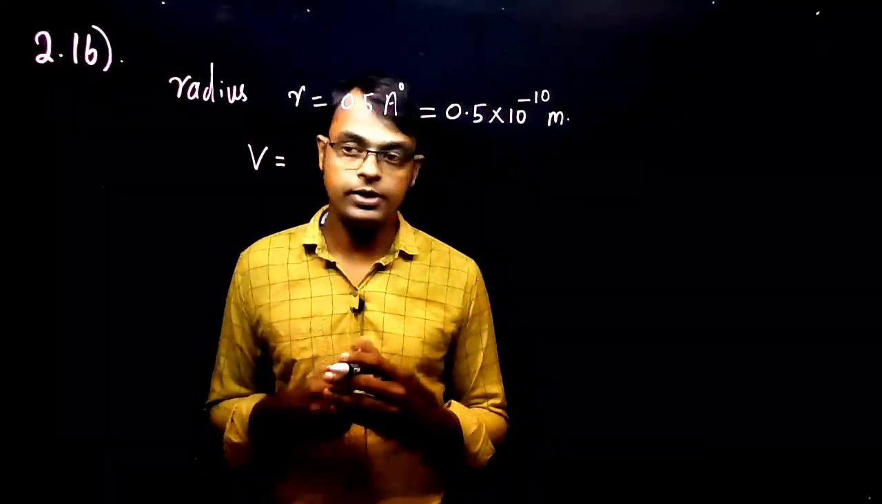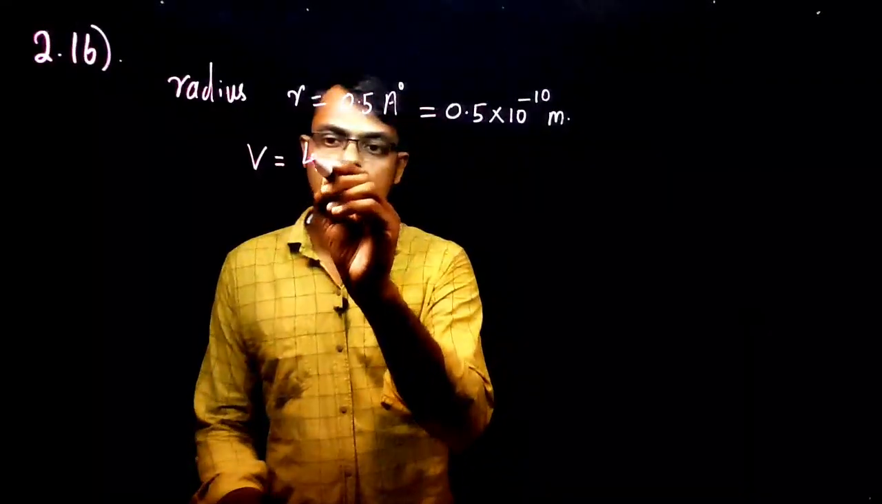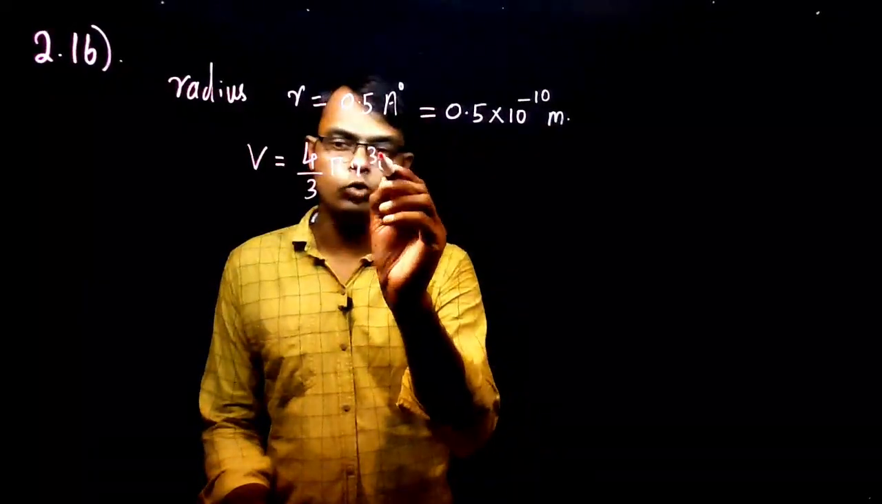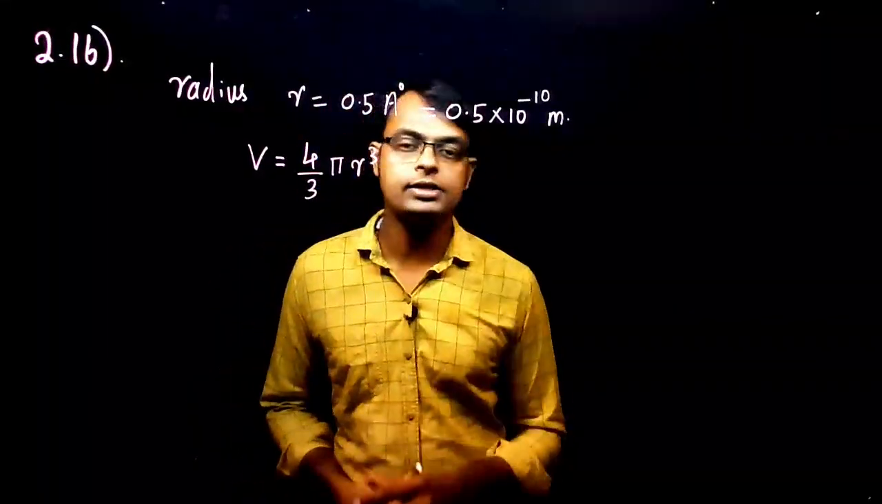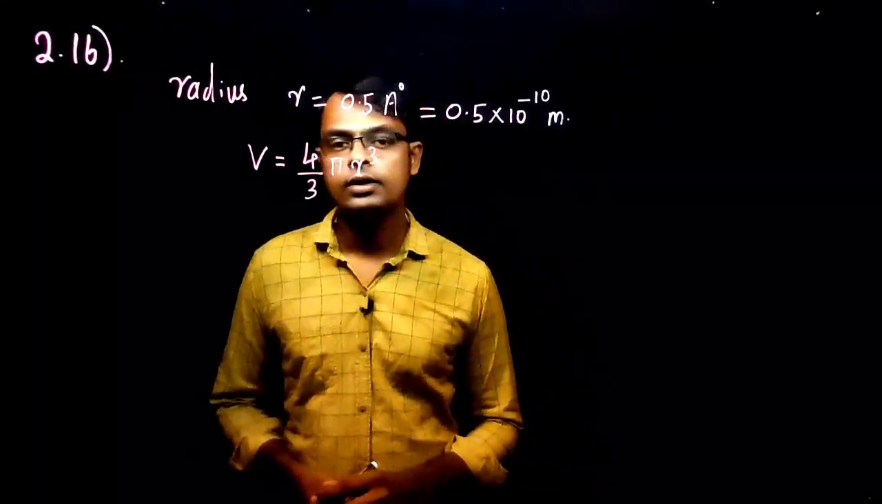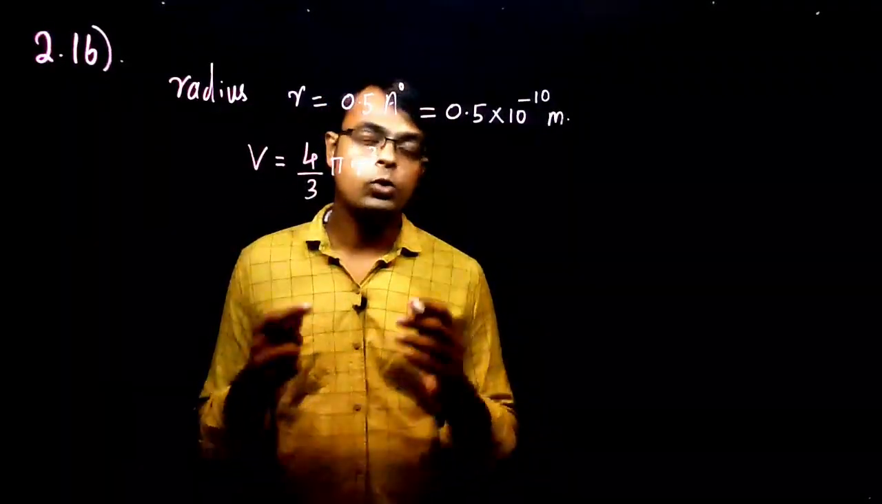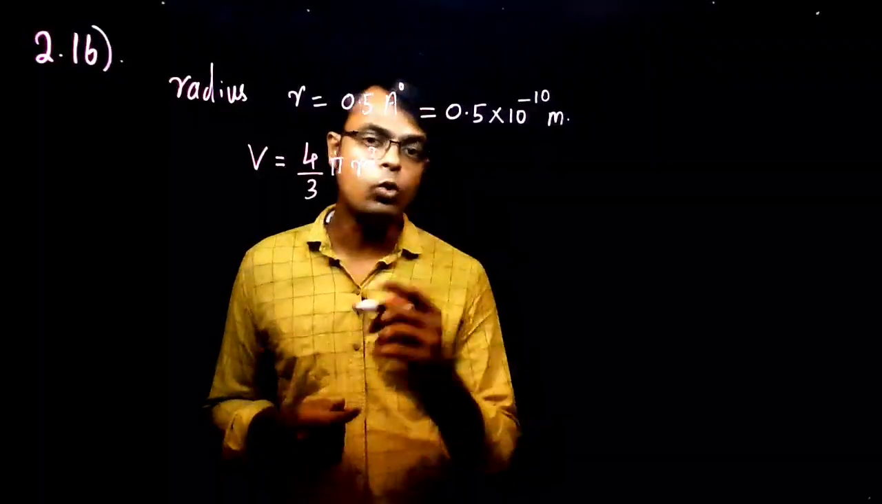Spherical in shape, right? So volume is equal to what? 4 by 3 pi r cube. This is the volume of 1 hydrogen atom. Okay. Now, how many atoms are there, or total number of atoms in 1 mole?